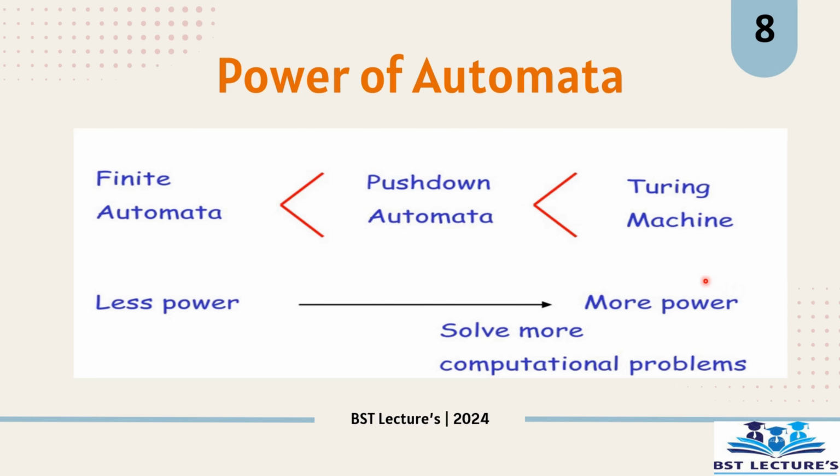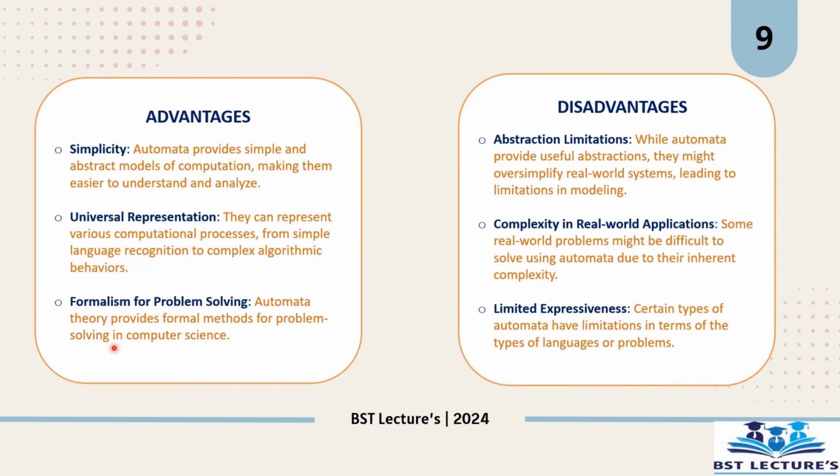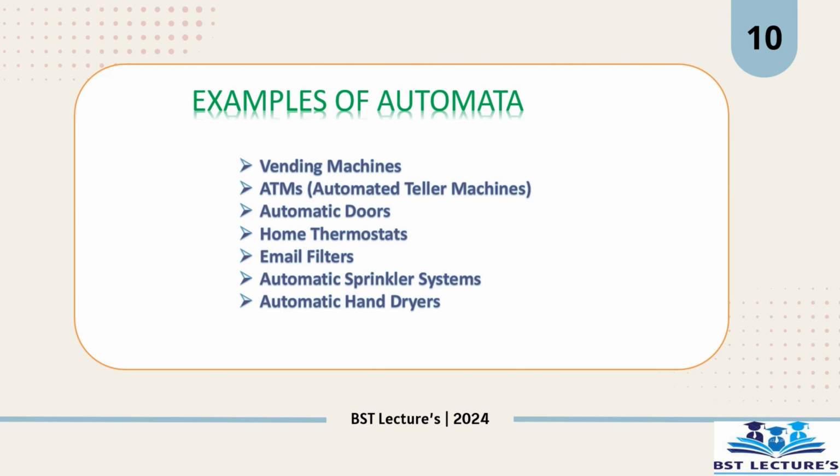Next, these are the advantages and disadvantages of the automatons. Please go through this. And these are the real-time examples of the automaton: vending machines, ATMs, automatic doors, spam email filters, etc. These are the real-time examples of the automaton we use. For example, ATM machines. When we insert the card and enter the amount we need, it gives us the amount. This is one of the real-time examples.